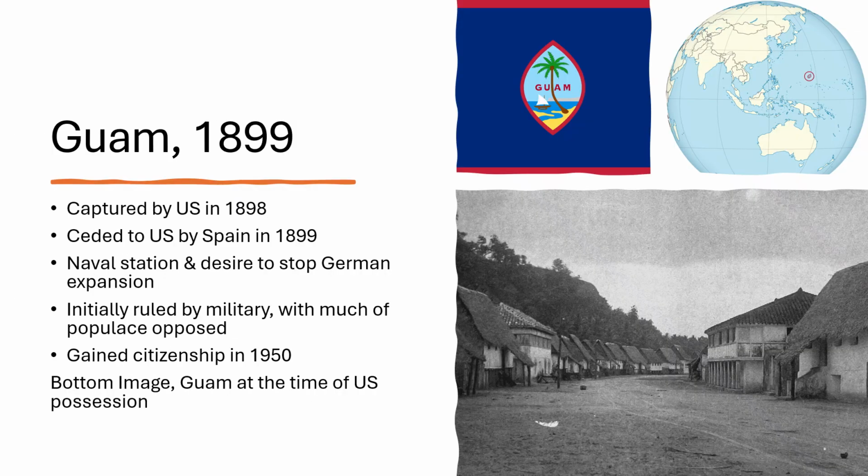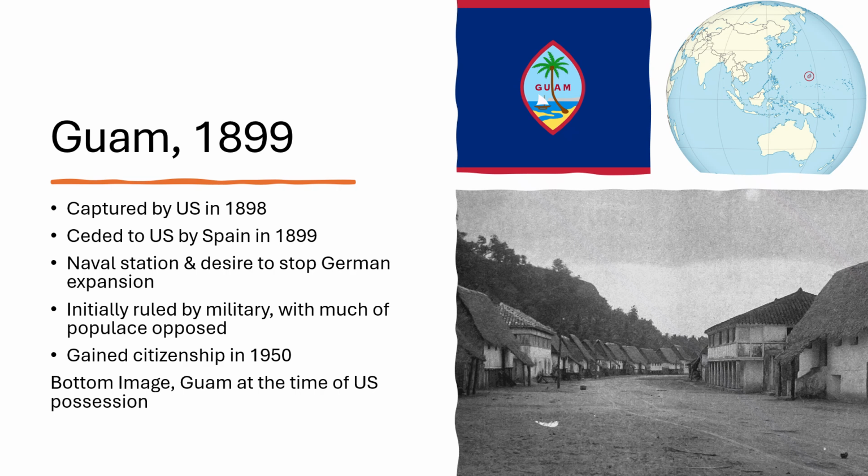The United States also captured Guam during the Spanish-American War as well, and Guam is still a territory of the United States today. It was ceded officially to the U.S. by Spain in 1899 as part of the end of the Spanish-American War, although the U.S. had captured it a year earlier. And Guam will serve as a naval station, and it's a spot where American ships will stop to resupply, to take on loads of coal, and it's also occupied to prevent German expansion.